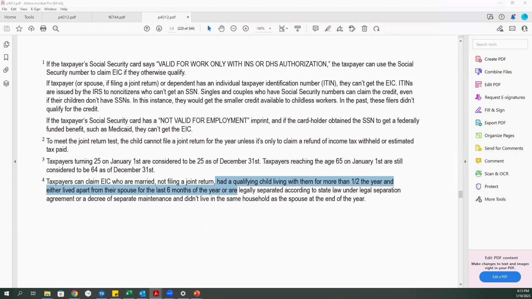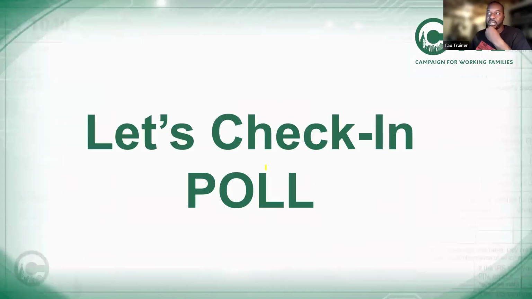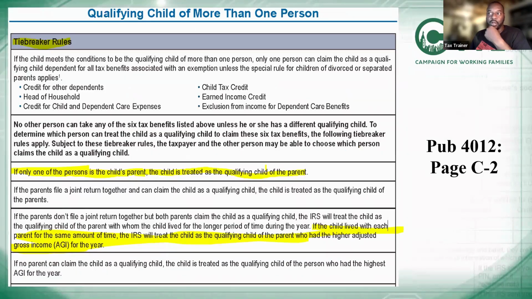The last polling question, I think there was one more on this one. No, that was it. So there's only 2 questions. Any other questions around this one? This one could be a little tricky. There's some moving parts in here, but just understand the tiebreaker rule goes to the parent always. If they're both the parent, then you go to AGI.